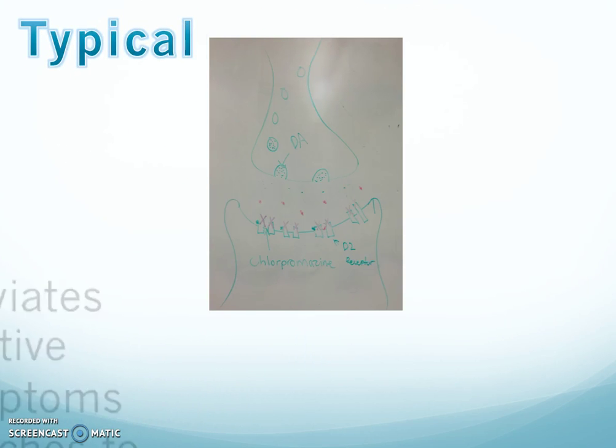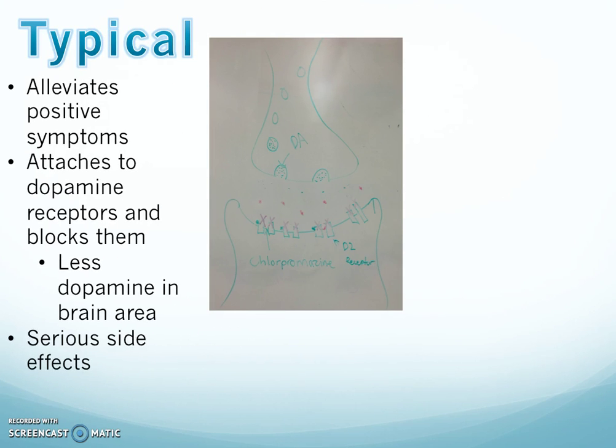There are two different types of antipsychotic drugs used to treat schizophrenia. The first type is called typical antipsychotics. Typical antipsychotics alleviate the positive symptoms of schizophrenia. They do this by attaching to the dopamine receptors and blocking them so that less dopamine is in the brain area, causing the side effects.